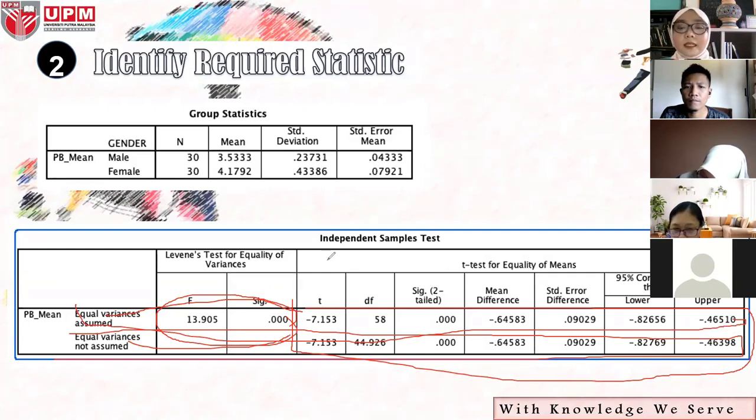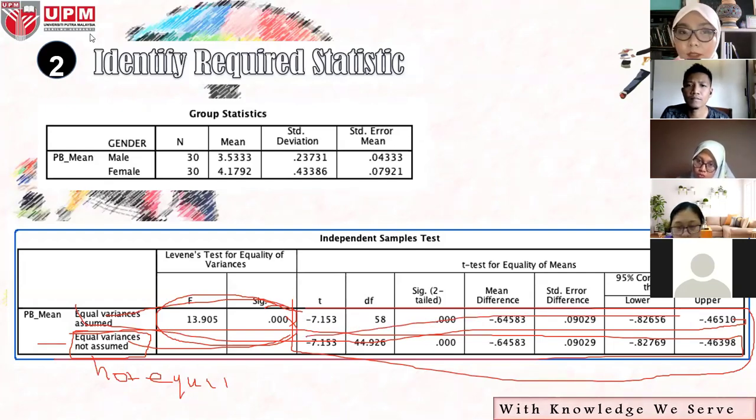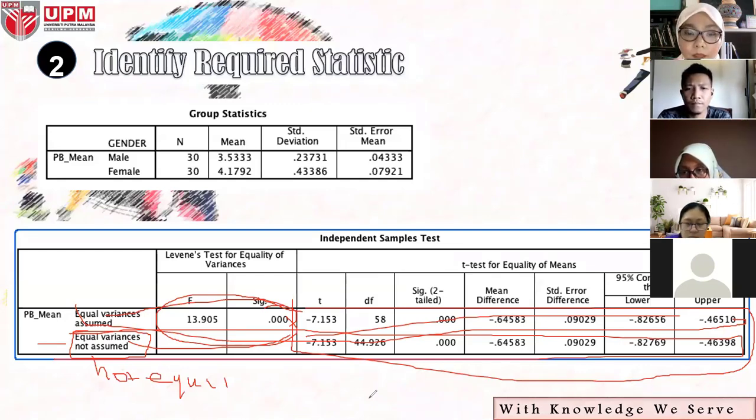But in this case, since the significant F is lesser than alpha 0.05, therefore we need to report the equal variance not assumed, means that not equal lah. Dia terbalikkan saja nak bagi you all confused. So report this one. You need to check the T value based on the second row.